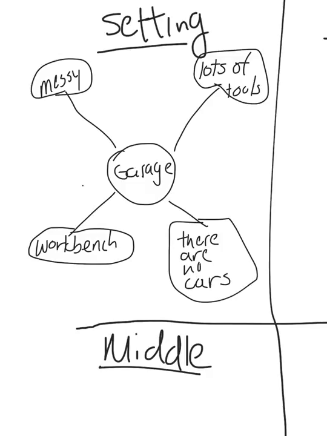So now at least I have an idea of what kind of garage I'm going to be working in with my character, who is Billy. In the garage, it is going to be messy. There are lots of tools. There's a workbench, but there are no cars in the garage. That gives me an idea of what kind of setting that he's going to be building his rocket inside of.